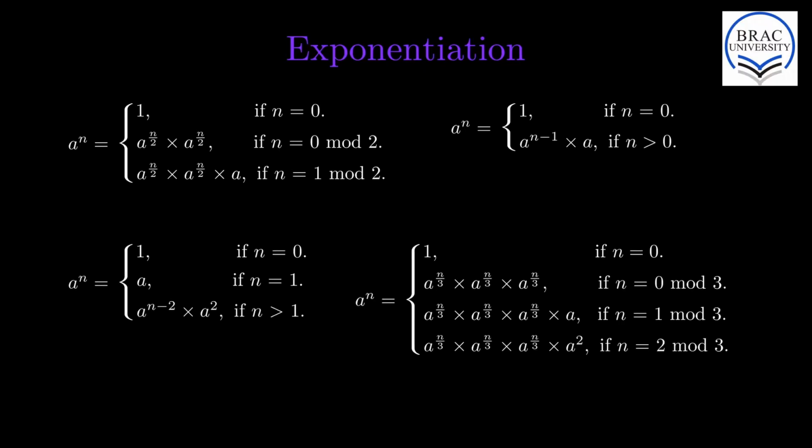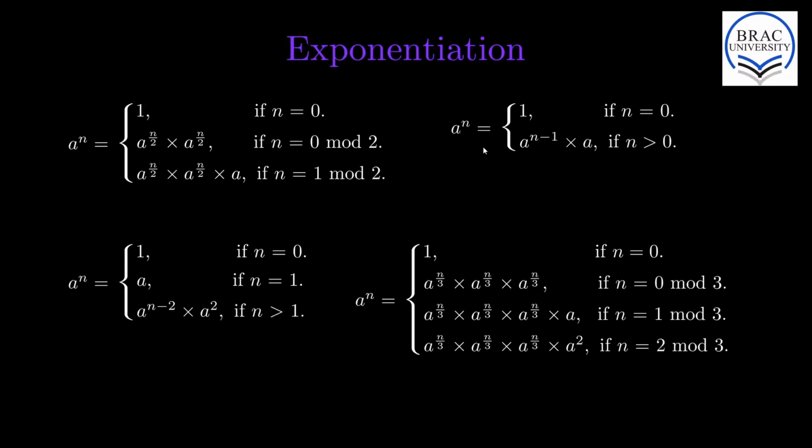Here I have presented four recurrence relations. Notice that this is the smallest and easiest looking recurrence relation. We want to calculate a to the power n. If we somehow knew a to the power n minus 1, then we could just multiply an additional a, and we would get a to the power n.